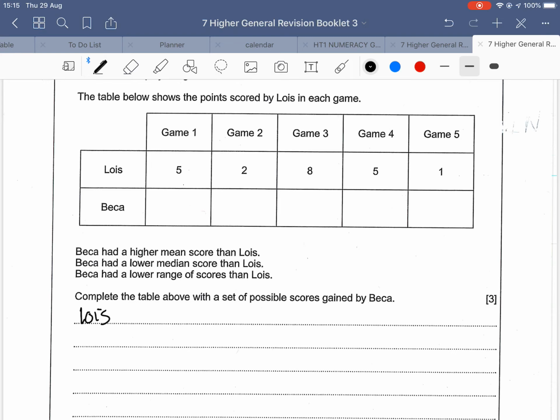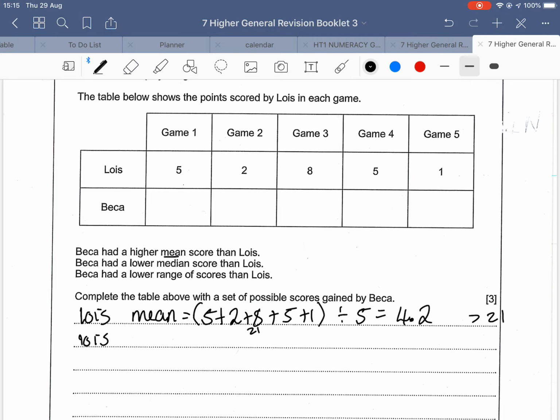Okay, so I'm just going to work out Lois's first. Because we've got a mean first, I'm going to put Lois's mean. To work out the mean, we add them all up, and then we divide, in brackets, by how many there are. So there are 1, 2, 3, 4, 5, and we get 4.2. So Becca has a higher mean, so they've got to add up to more than, what do they add up to? 21. They've got to add up to more than 21, basically. I'm just going to put that there to remind myself.